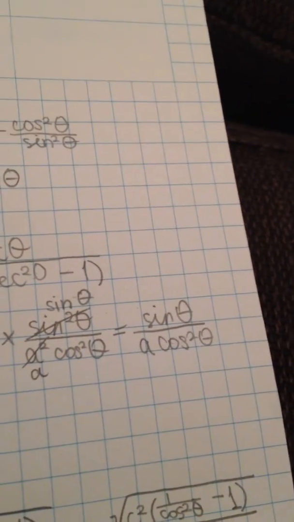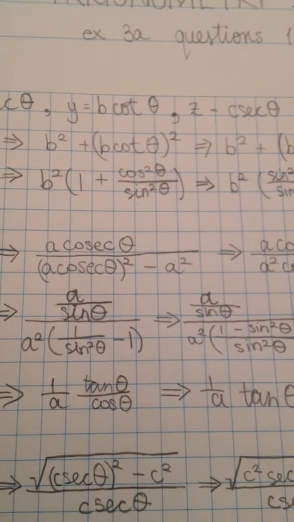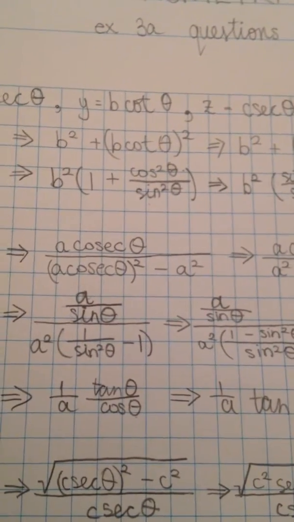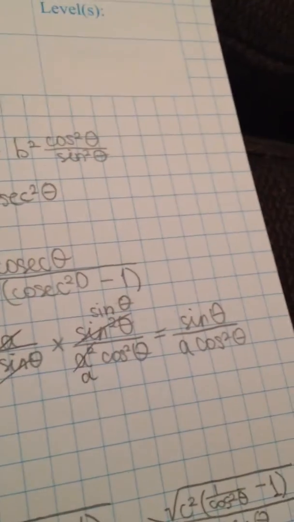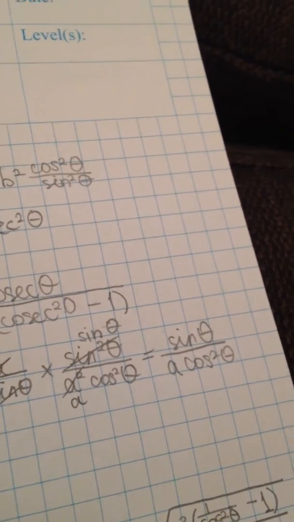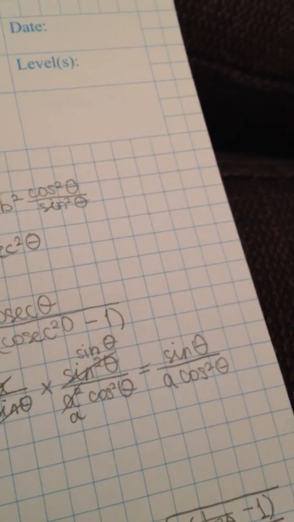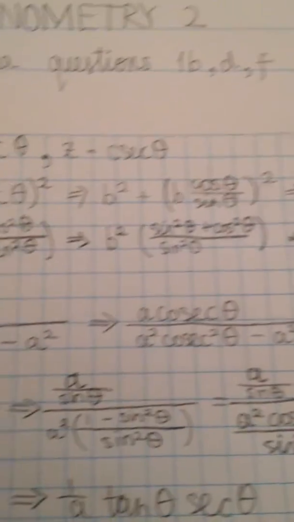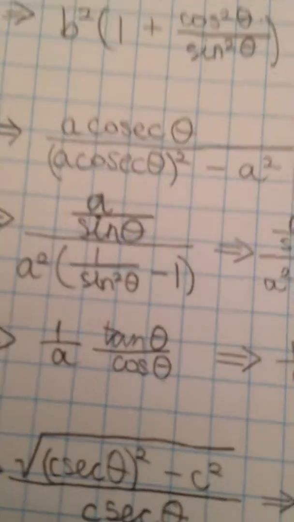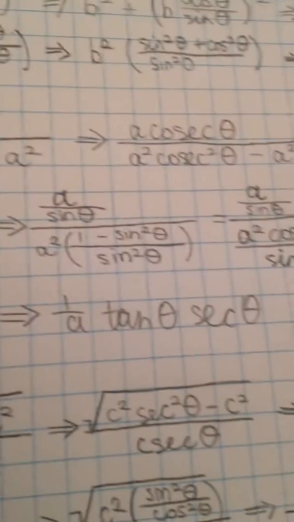So I was left with sine theta over a cos squared theta, which then turns into 1 over a, tan theta over cos theta, because I took the a out of this fraction, and then sine theta over cos theta would give me tan theta, and then I'd have 1 cos theta left. So it was like this. Where is it? Here it is. And this can also be written as 1 over a tan theta sec theta, but it can also be left like this.